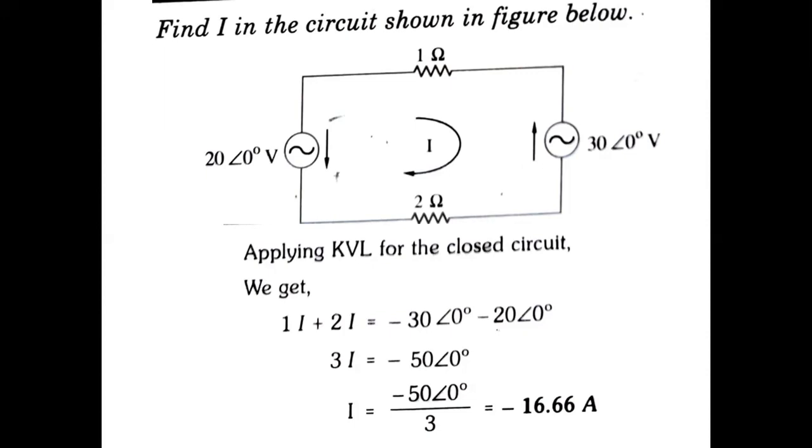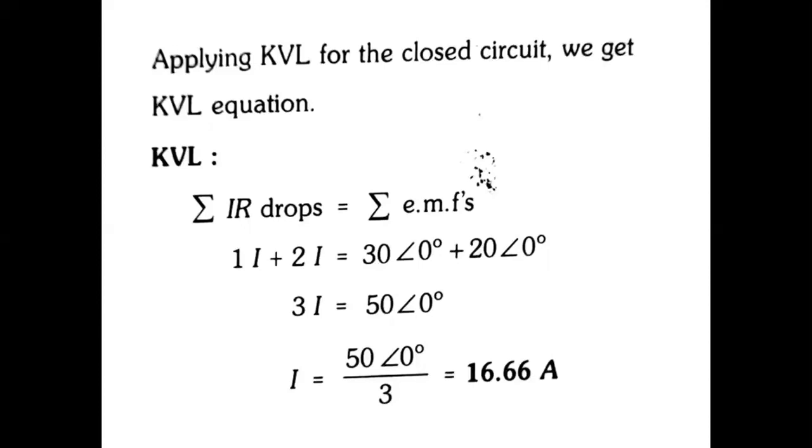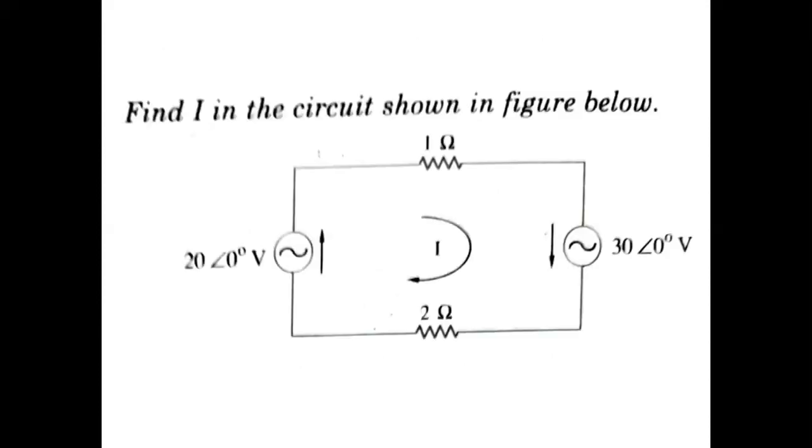Now here the source direction is different. So this is a potential rise. This is a potential drop. So 30 at an angle 0 minus 20 at an angle 0 by 3. That is I. No, the solution is wrong. So you change that.